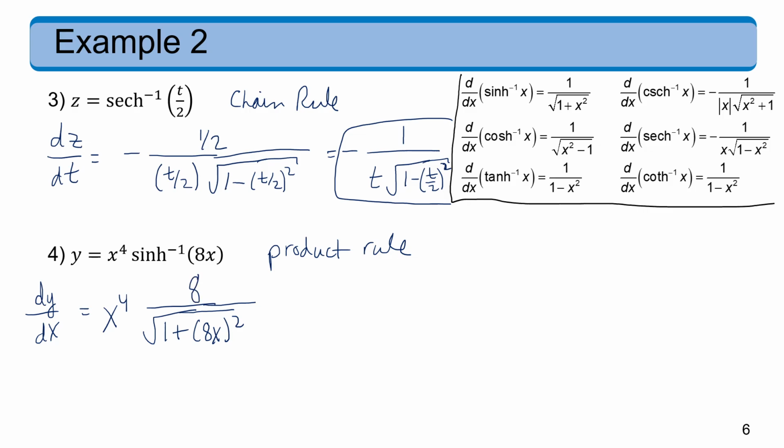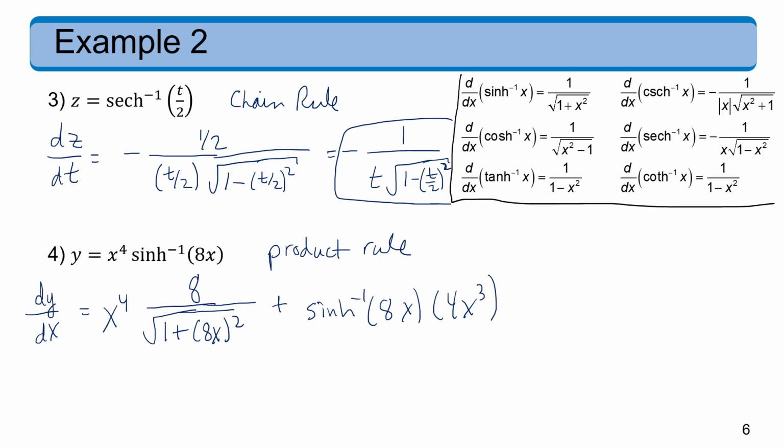Now we're part way through the product rule. First times derivative of the second. Now we're ready to move on to plus second times derivative of the first, which would be 4x cubed.